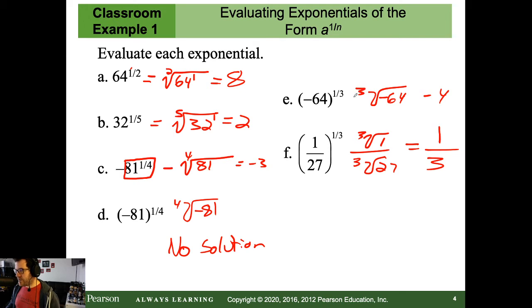And then here, this is the cube root. So can I do this? Let's think about it. This is saying that negative 4 times negative 4 times negative 4 is going to equal negative 64. Negative 4 times negative 4 is positive 16, times negative 4 is negative 64.